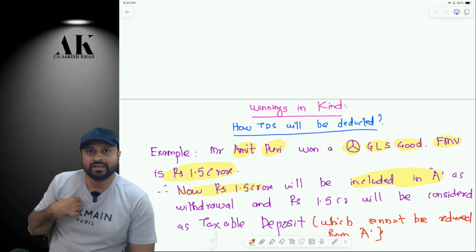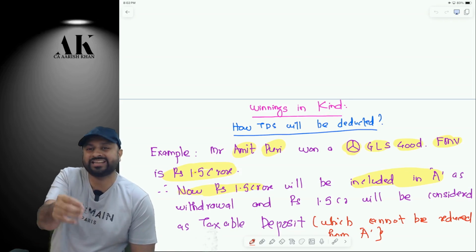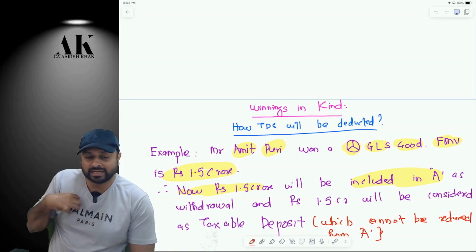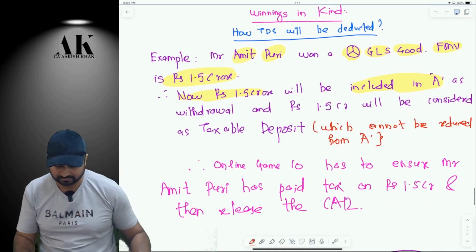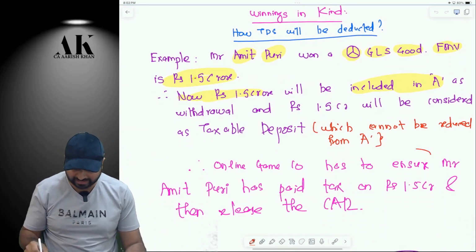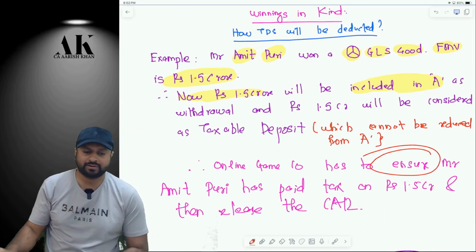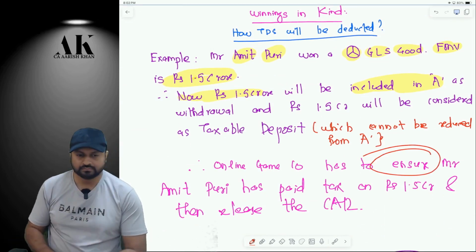If I don't check the tax payment and just give it like that, then I will be assessed in default. Check please. I have to just ensure it; I cannot pay the tax. That is not practically possible from my side. Is it clear?